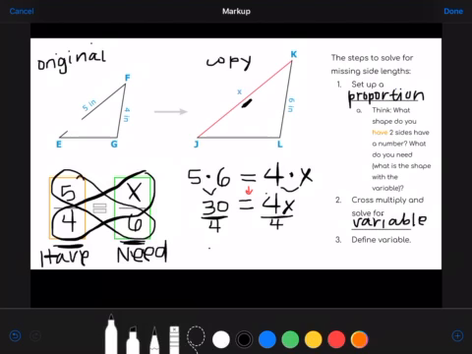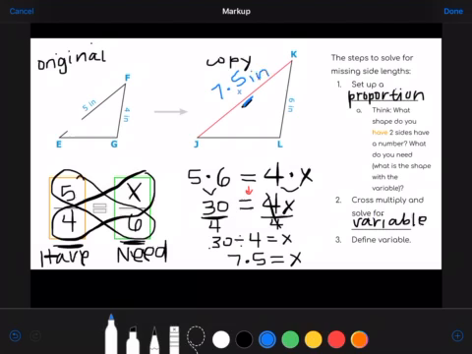4 divided by 4 is just 1, so I'm going to cross that out. Then I have 30 divided by 4. So 30 divided by 4 is going to tell me what X is. And 30 divided by 4 is 7 and 5/10. So that means my missing side length, so X, is 7 and 5/10 inches.